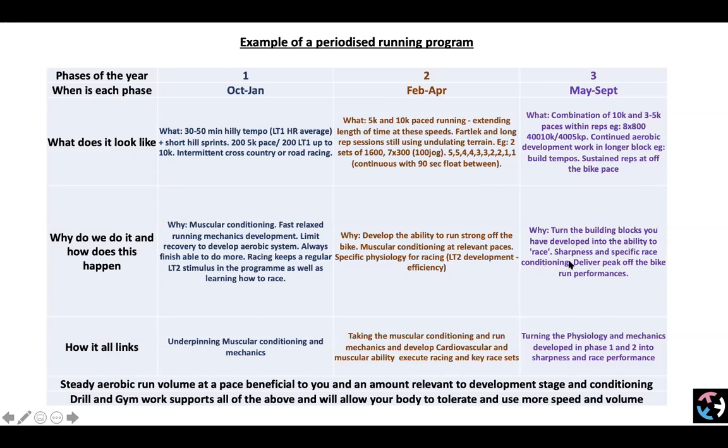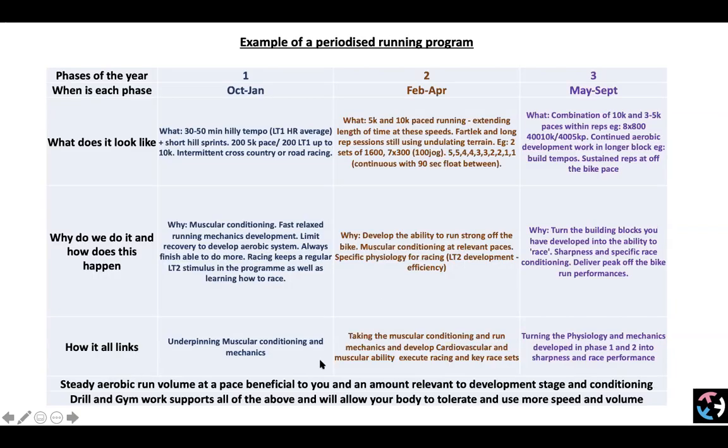So it's that specific race block and that sharpness, and because we've done such a good volume of aerobic work, that'll allow you to peak, so deliver your peak off the bike run performances. So the main point here is turning the physiology and mechanics developed in phase 1 and 2 into sharpness and race performance.